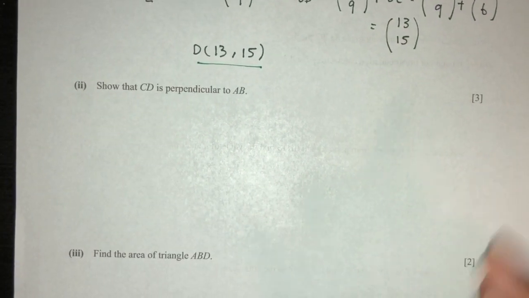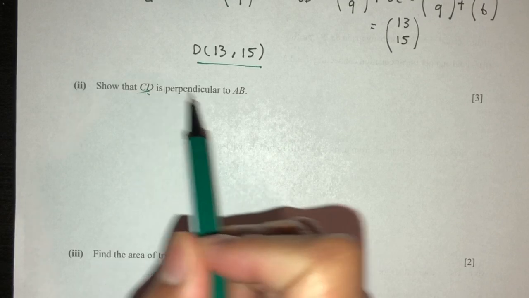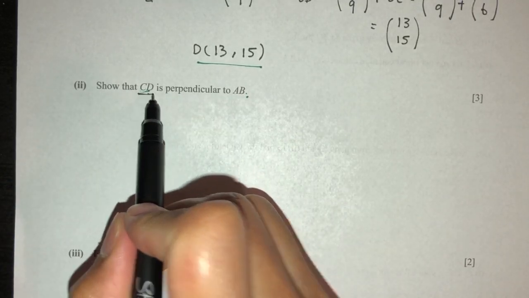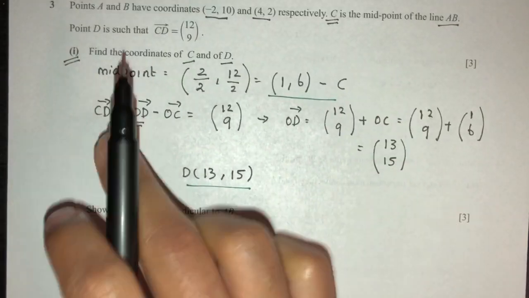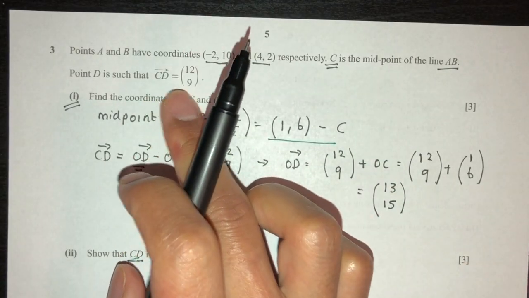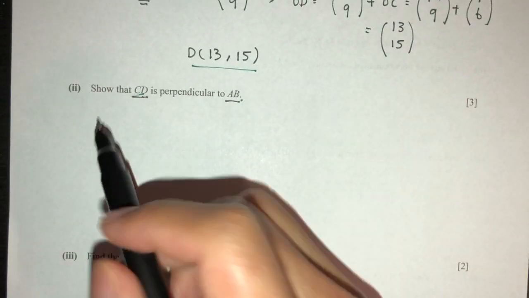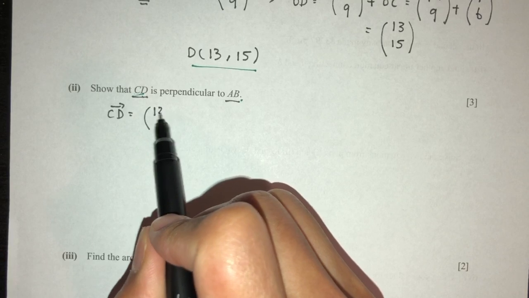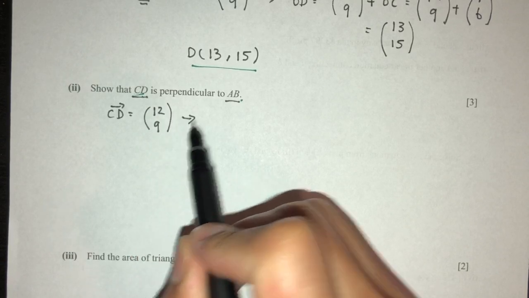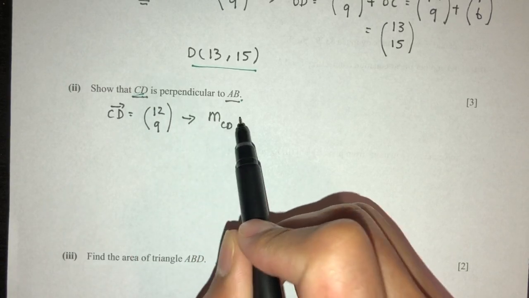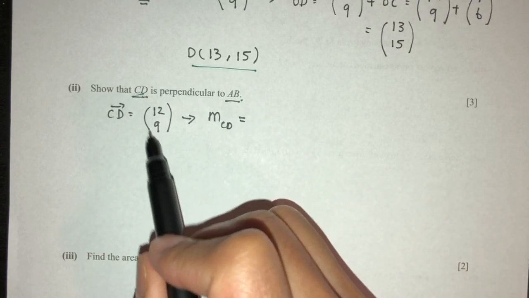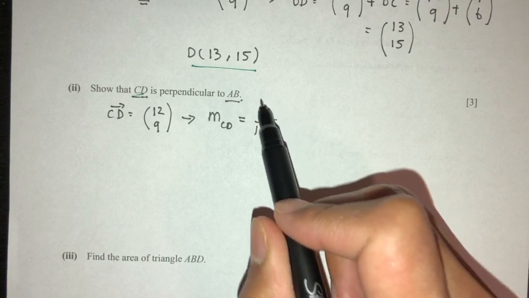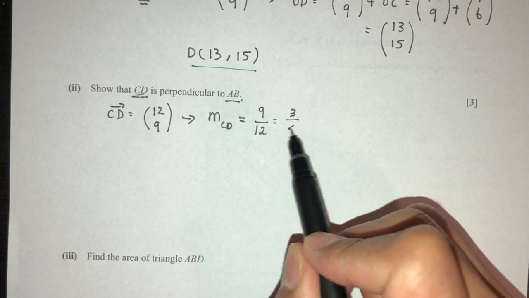Now for part 2, show that CD is perpendicular to AB. So pretty easy, we just have to find the gradient of these two. So from part 1 you have that CD is equivalent to you by this. So CD is given to you by 12, 9. So it means that the gradient of CD is equal to this 9 over 12. That will be 3 over 4.